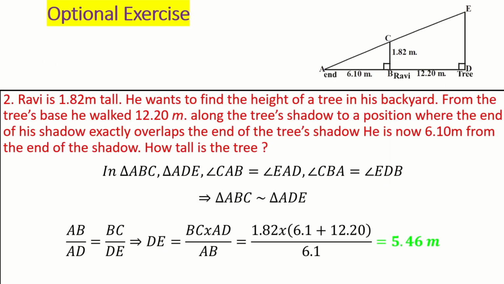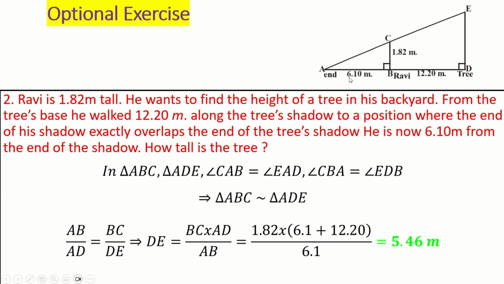Next. Ravi is 1.82 meters tall. He wants to find the height of a tree in his backyard. Okay. From the tree's base, he walked 12.2 meters. This is the tree base. From here, he walked 12.2 meters along the tree's shadow to a position where the end of his shadow exactly overlaps with the tree's shadow. So AB is Ravi's shadow and AD is the tree's shadow. That is how he walked exactly. Okay. He is now 6.1 meters from the end of the shadow.